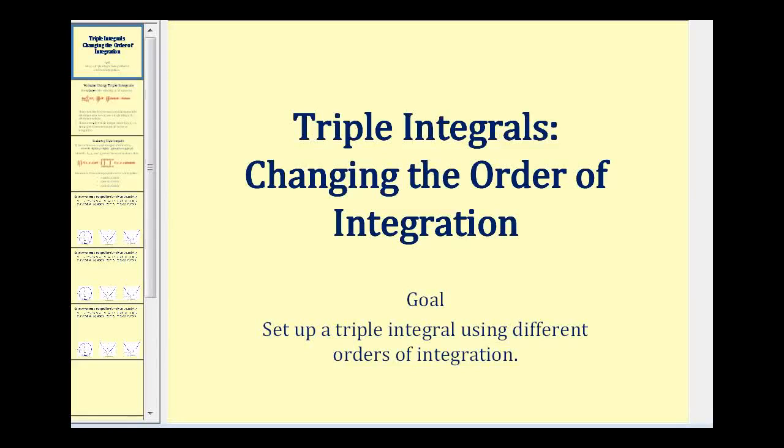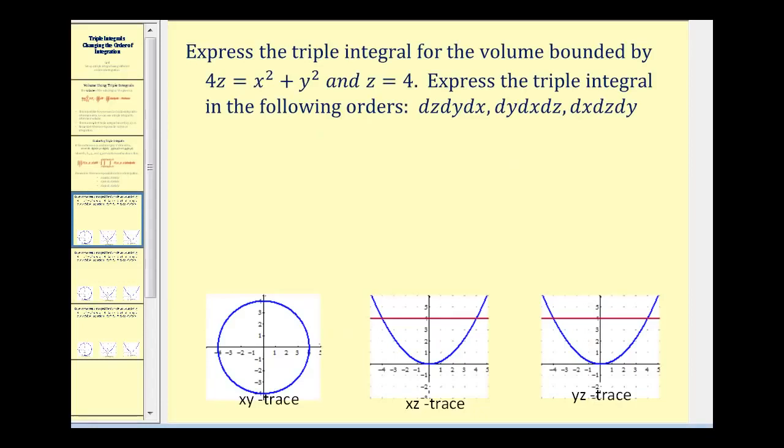Welcome to a lesson on changing the order of integration using triple integrals. Here we want to express the triple integral for the volume bounded by 4z equals x squared plus y squared and z equals 4. We want to express the triple integral using the following three orders of integration.